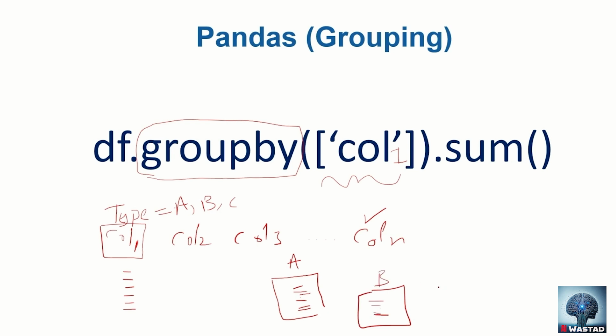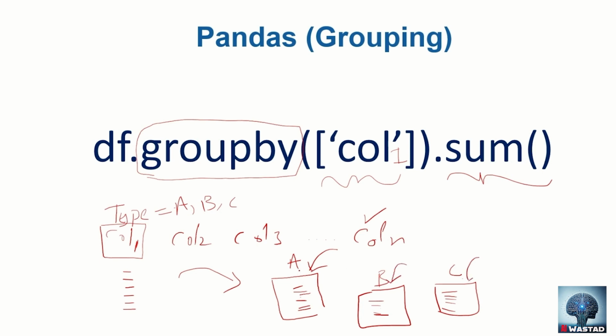All the records of type C will be combined here. So here you will group all the records with respect to their type. That was the first step, splitting. Once the splitting is done, you can apply any aggregate, maybe a sum or a mean. After aggregating, the aggregate will apply on each split individually.